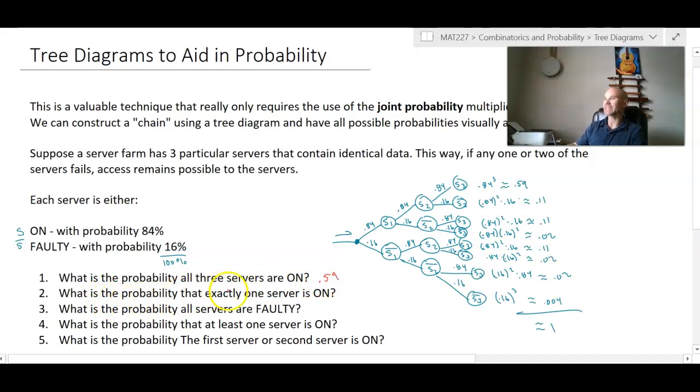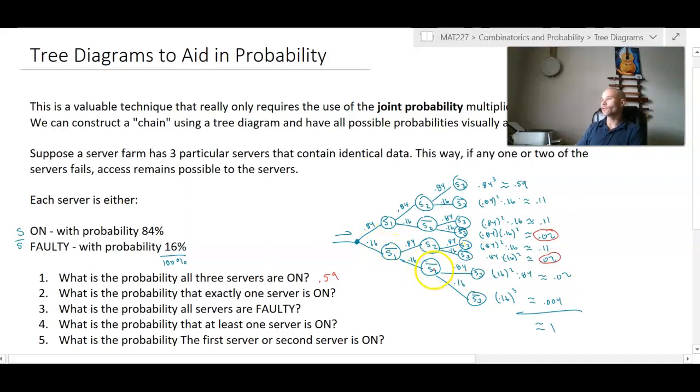What is the probability that exactly 1 server is on? Okay, well that means just server 1 is on, just server 2 is on, or just server 3 is on. So let's see where just server 1 is on. Well, that would be S1 on, S2 and S3 both faulty. That's 0.02. So that goes into the calculation. Then it's server 1 faulty, server 2 working, server 3 faulty. That's 0.02.